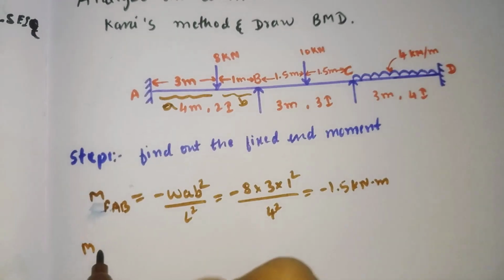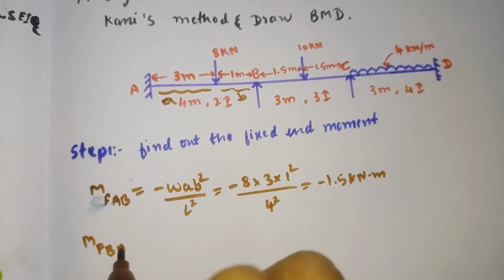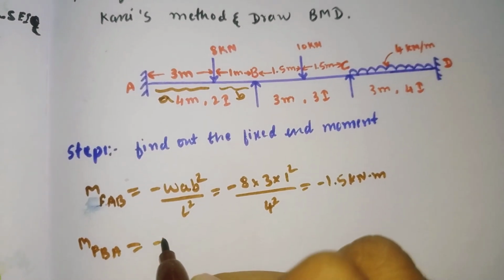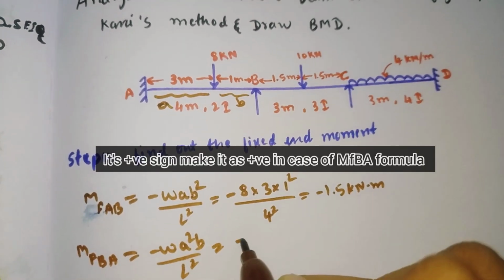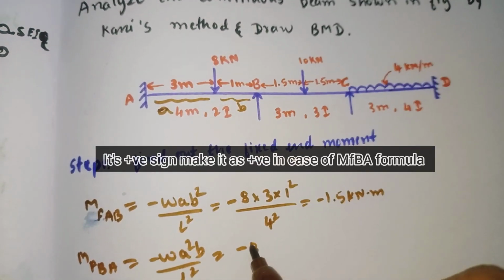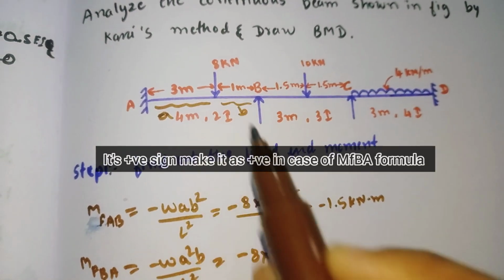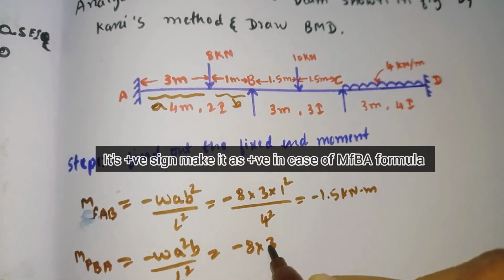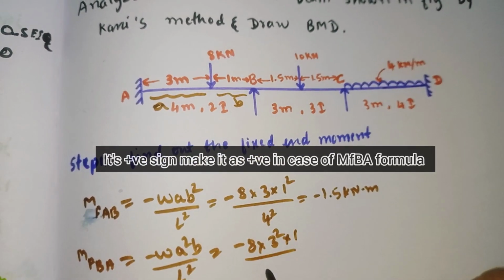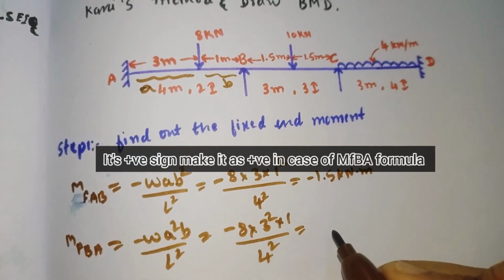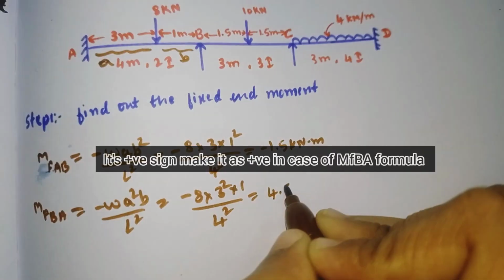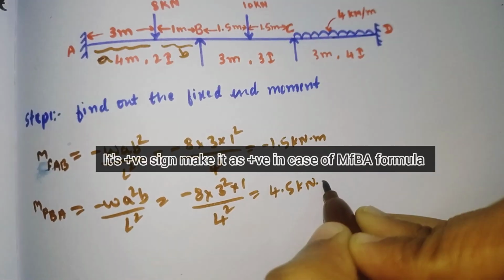Similarly we will calculate MFBA. For that we have the formula W A square B divided by L square. W is 8 kilonewton, A is 3 meter, B is 1 meter, divided by L square, 4 square. By simplifying, it will come out as 4.5 kilonewton meter.